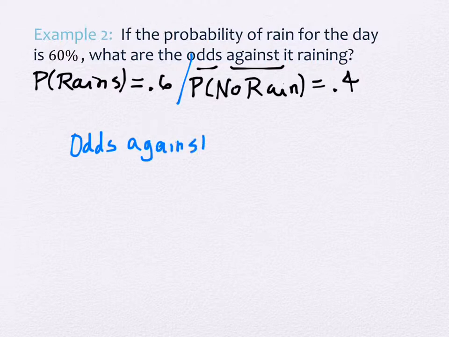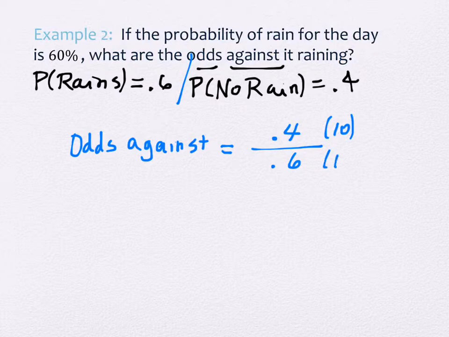It's raining. What would go on top? That would be the 0.4, the 40% either way. And then on bottom? My 0.6. Then I need to reduce that. So multiply by a power of 10 if you'd like, just so that we don't end up with decimals. I have 4 over 6, but then what would I do with the 4 and the 6? I reduce, and I would divide by 2, so I have actually 2 to 3.